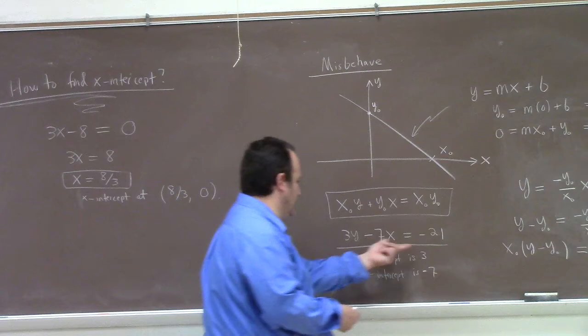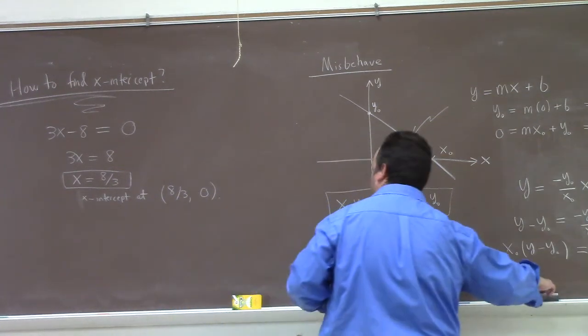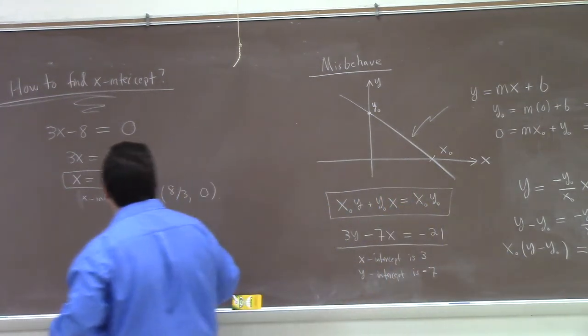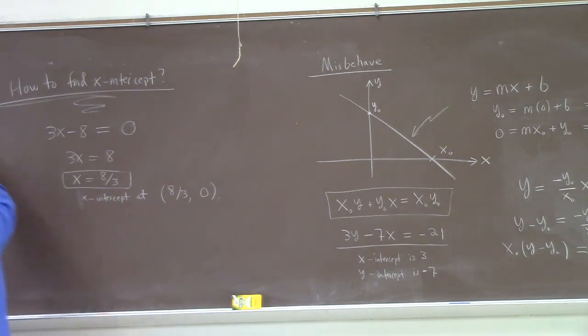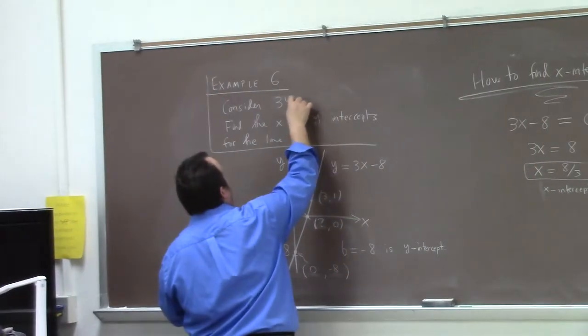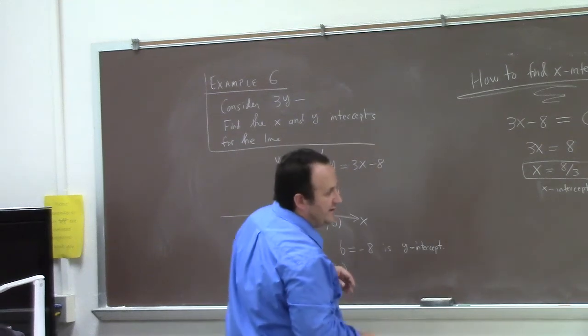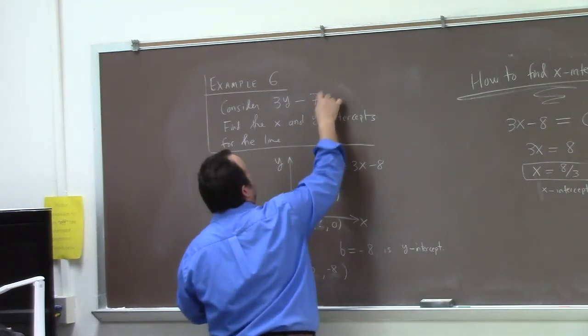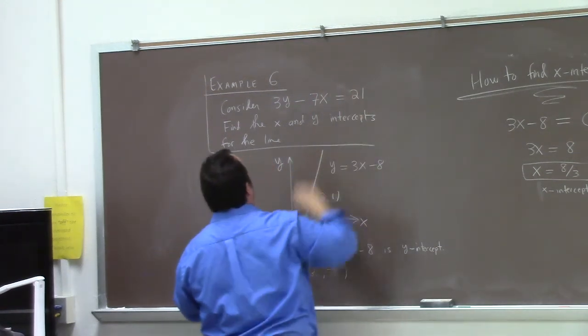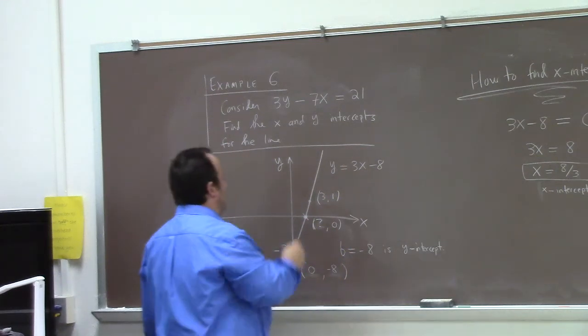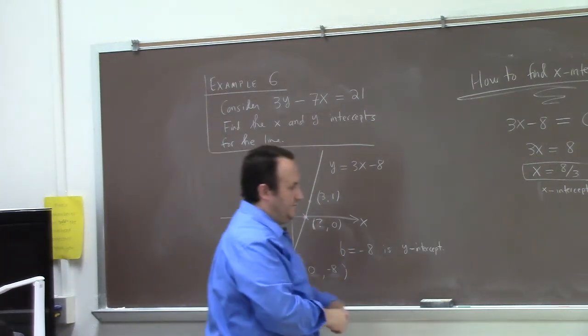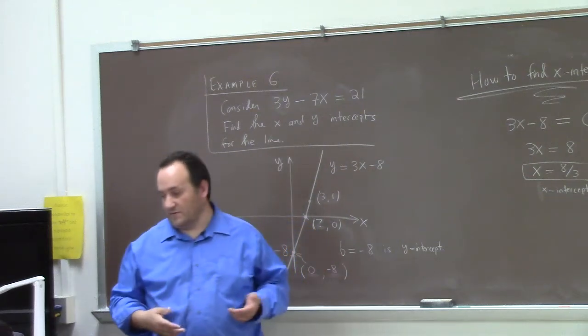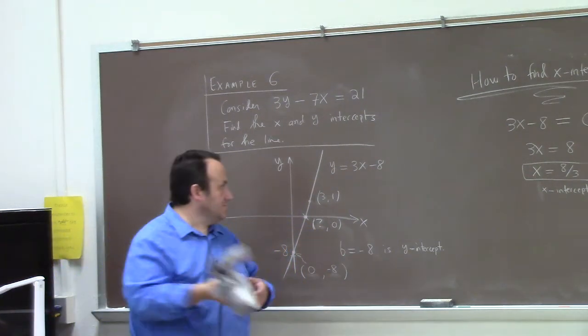But I think this example would be useful to work. Let's pretend we don't know the thing I just misbehaved and found out, and let's ask the question. Consider 3y minus 7x equals 21, right? Find the x and y intercepts of the line. That is a reasonable question to ask you guys.